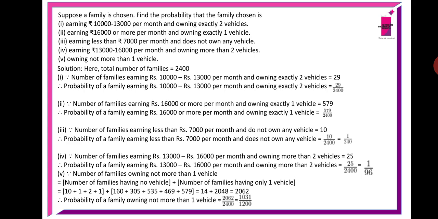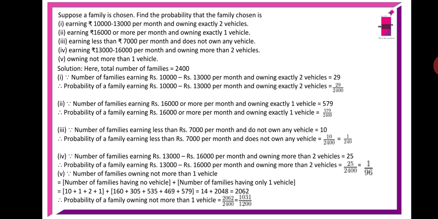Question number 4. Earning rupees 13,000 to 16,000 per month and owning more than 2 vehicles. Since the number of families earning rupees 13,000 to 16,000 per month and owning more than 2 vehicles equals 25, therefore the probability equals 25 by 2400, which equals 1 by 96 after simplifying.